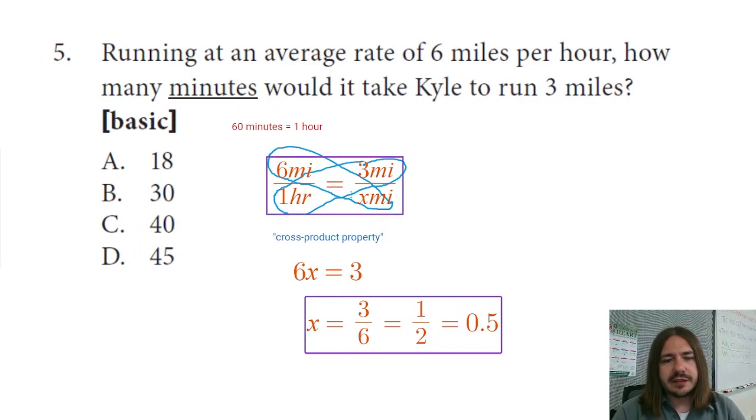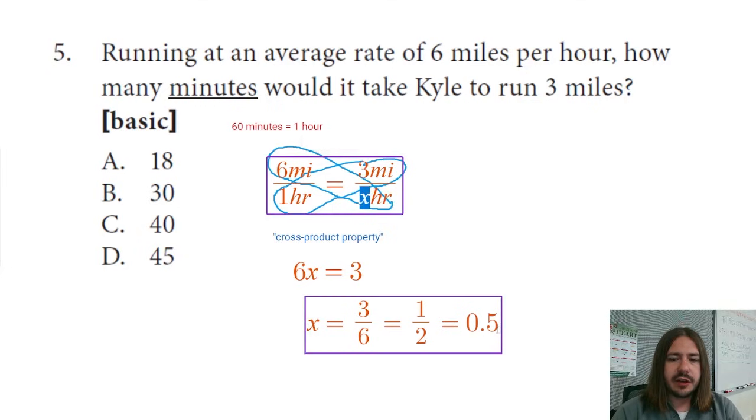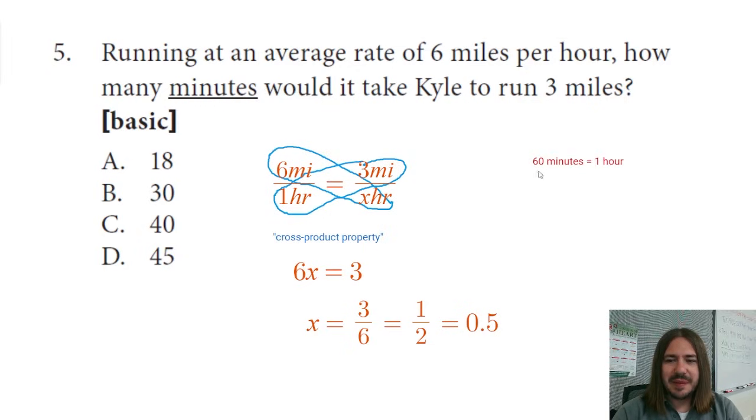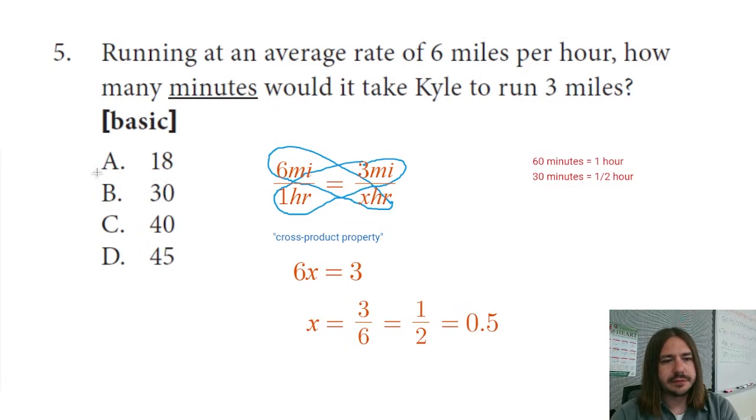So basically what this means is, in terms of hours, it would be a half an hour. Okay, this number should be hours. Sorry about that. This number right here should be 0.5 hours. Now the question is asking how many minutes is that? If 60 minutes is the same as 1 hour, then we could say that 30 minutes is the same as half an hour. And so our answer here will be B. That's it for number 5.